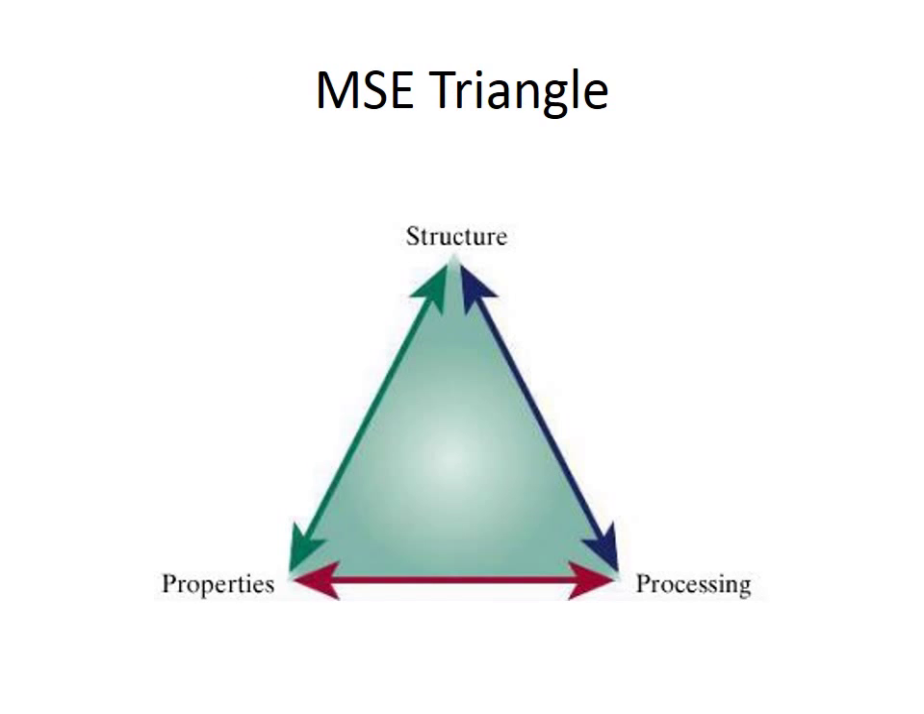The material science and engineering triangle shows the relationship between processing, structure, and properties of a given material. All of these aspects of a material affect each other, since, for example, desired properties you may need require certain structure, which requires a certain process.